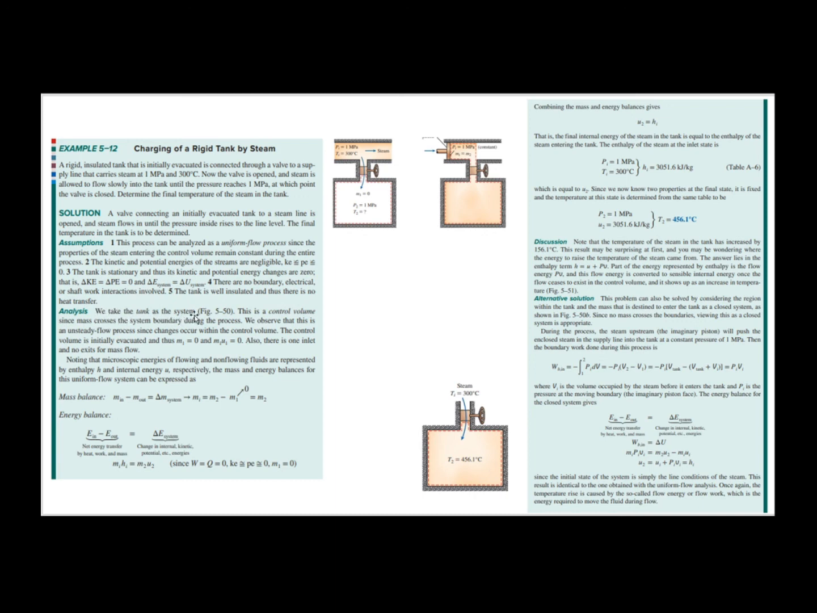We take the tank as the system in this picture right here. This is the control volume. Since mass crosses the system boundary during the process, we observe that this is an unsteady flow process, since changes occur within the control volume. The control volume is initially evacuated, thus m1 equals 0 and m1 u1 equals 0. Thus there is one inlet and no exit for mass flow. So this is the formula that we have shown: m in equals m out equals delta m system. Since m1 is 0, we can cancel that out.